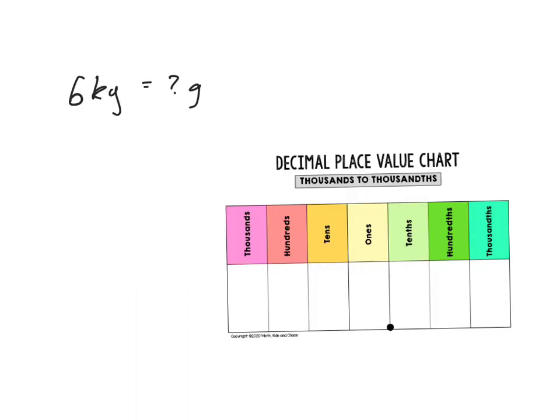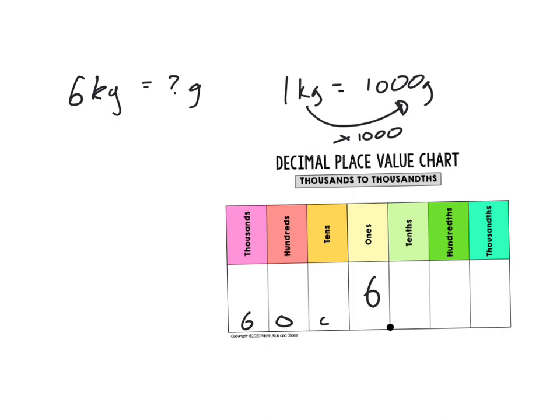So 1 kilogram is 1,000 grams. What do I need to do? Times by 1,000. So 6 kilograms is going to end up being 6,000 grams. So 6 kg is 6,000 grams, 6 times 1,000.